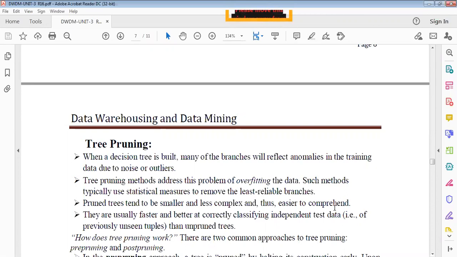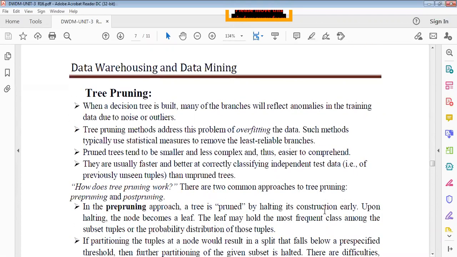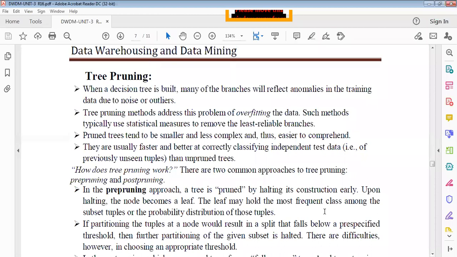Pruned trees tend to be smaller and less complex, and thus easier to comprehend. They are usually faster and better at correctly classifying independent test data than unpruned trees. So here, mainly you can use two common approaches for tree pruning. The first one is pre-pruning and the second one is post-pruning.